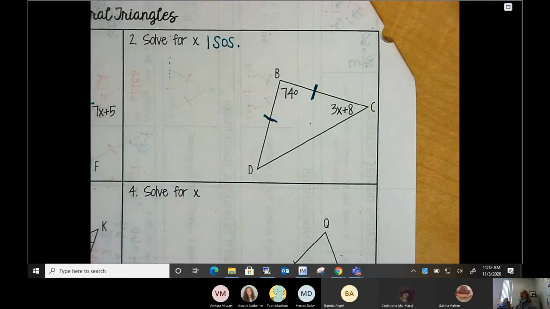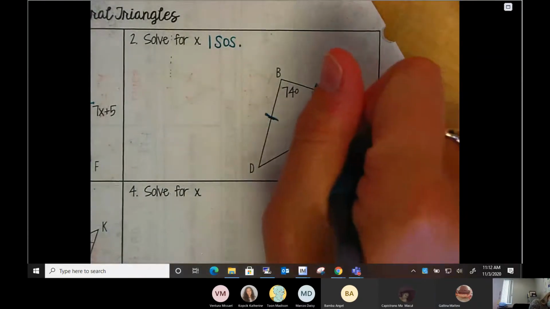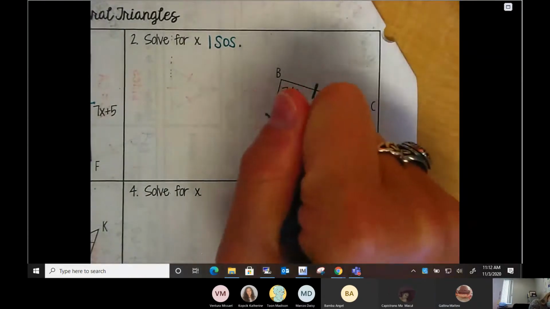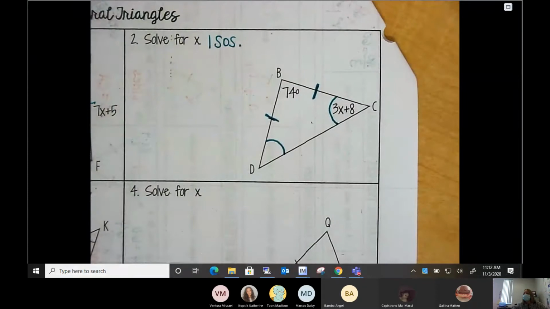Which 2 angles are exactly the same? Do we agree with Cameron? Are C and D the same? Yes. Yeah, good. They're right across from the tick marks. So angle C and angle D should be exactly the same.